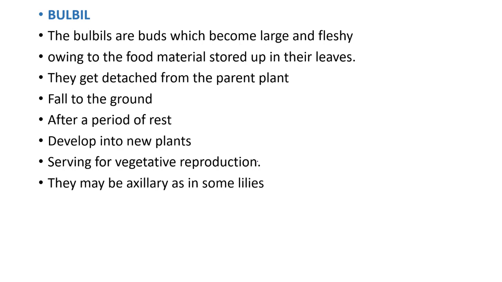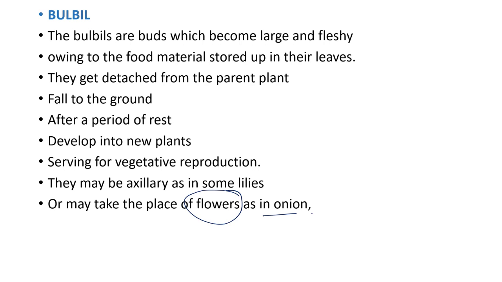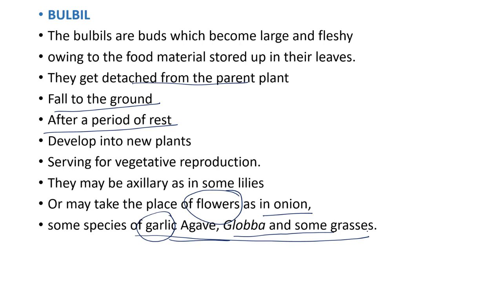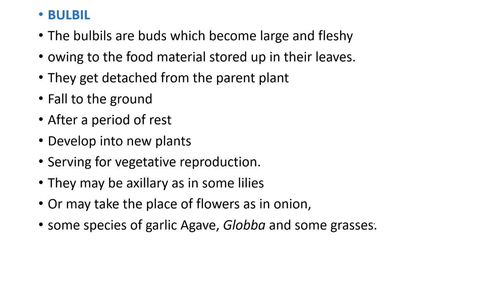As far as their position is concerned, where these bulbils are located, they may be axillary as in lilies, or they may be flower buds as in onion. Whatever the case might be, they become thick and fleshy, and they get detached from the parent plant, fall on the ground, and then finally after a period of rest they develop into a new plant. So these are the common plants: garlic, agave, globba, and also in grasses we have bulbils.